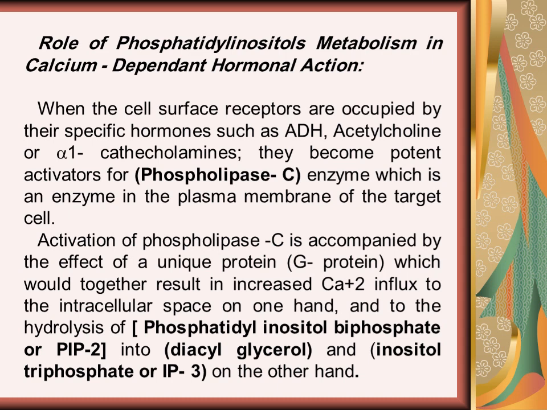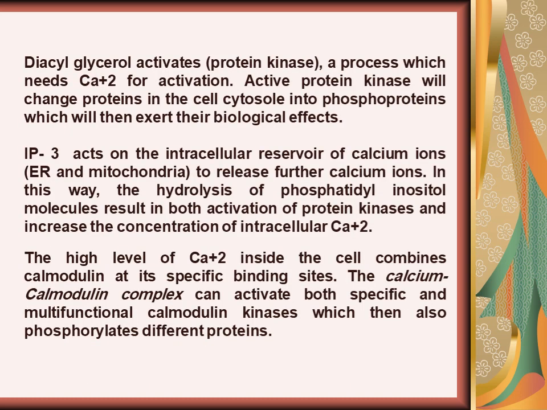Activation of the phospholipase C is mediated by the effect of a unique protein, G protein, which together results in increased calcium influx to the intracellular space on one hand, and hydrolysis of phosphatidyl inositol biphosphate, or what we call PIP2, into diacyl glycerol and inositol triphosphate, or IP3. On the other hand, diacyl glycerol activates a protein kinase, a process which needs calcium for activation. Active protein kinase will change a protein in the cell cytosol into phosphoprotein, which will then exert its biological effect.